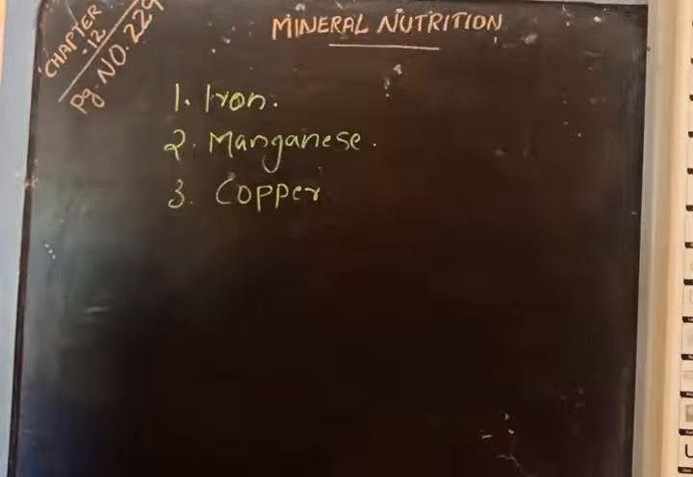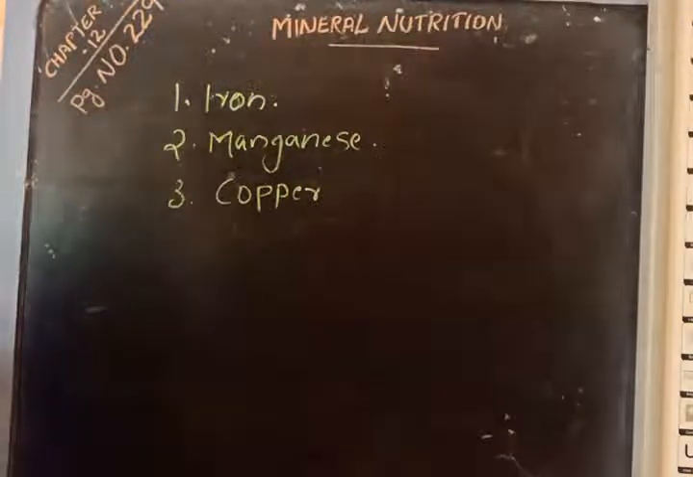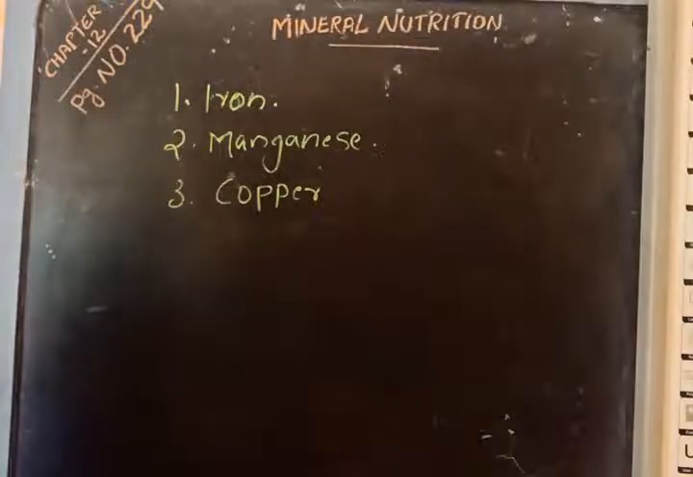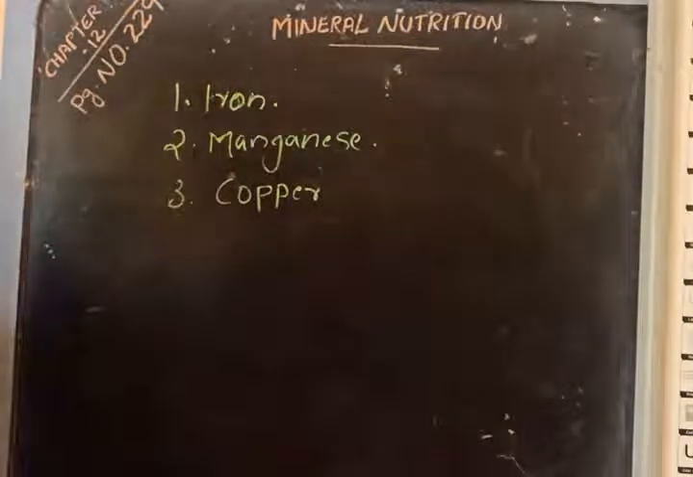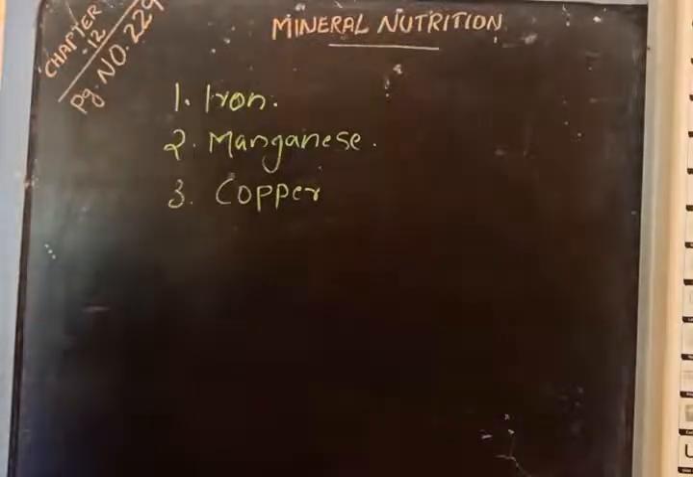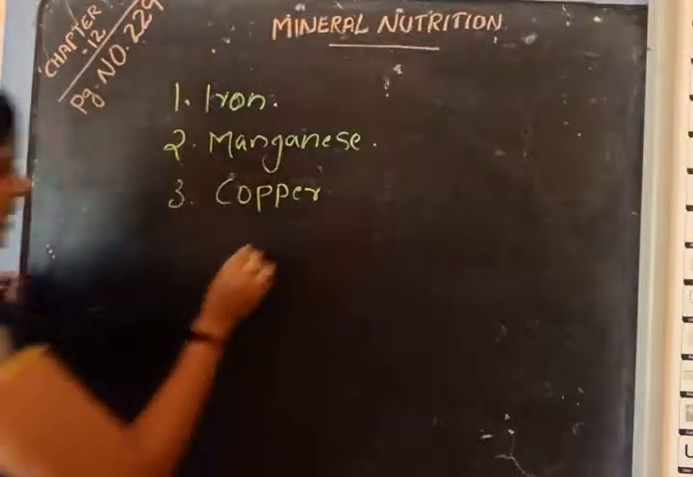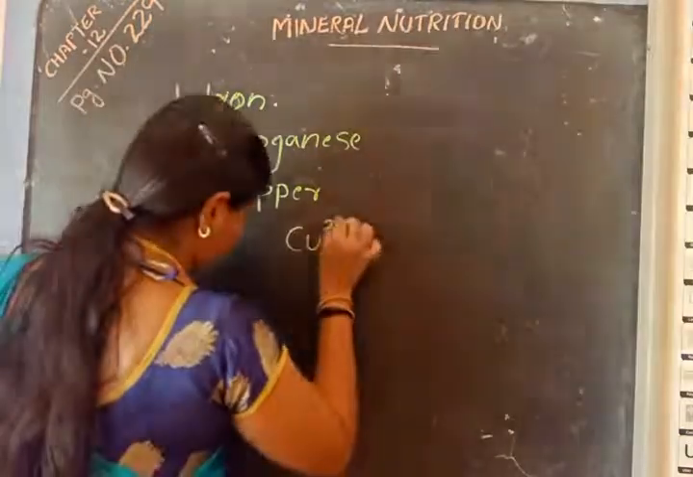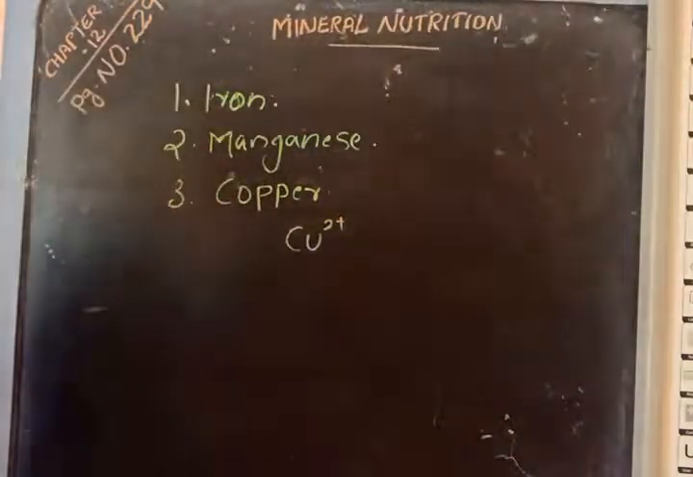Copper is a constituent of plastocyanin and a component of some enzymes like phenolases and tyrosinases. It is also involved in redox reactions and the synthesis of ascorbic acid, and it maintains the carbohydrate and nitrogen balance in plants. Copper is absorbed in the form of cupric ions.